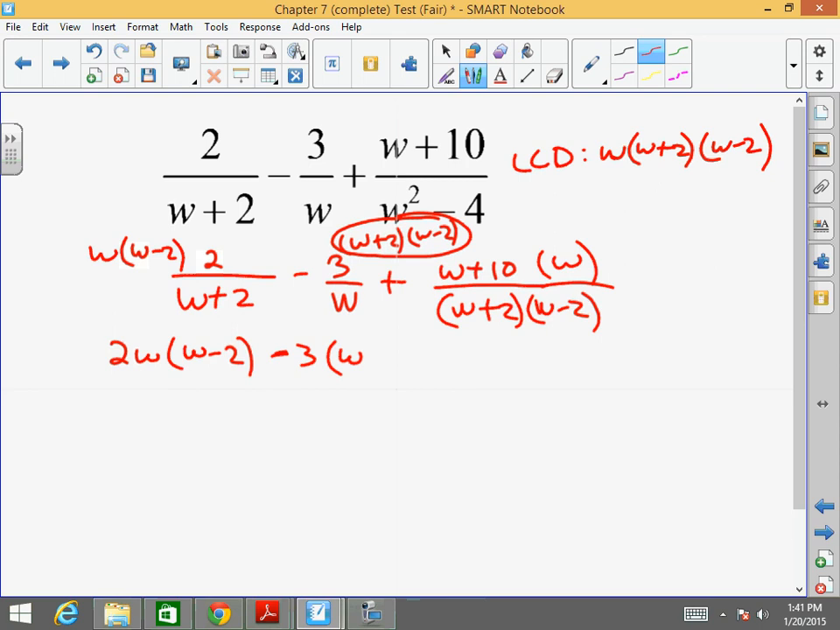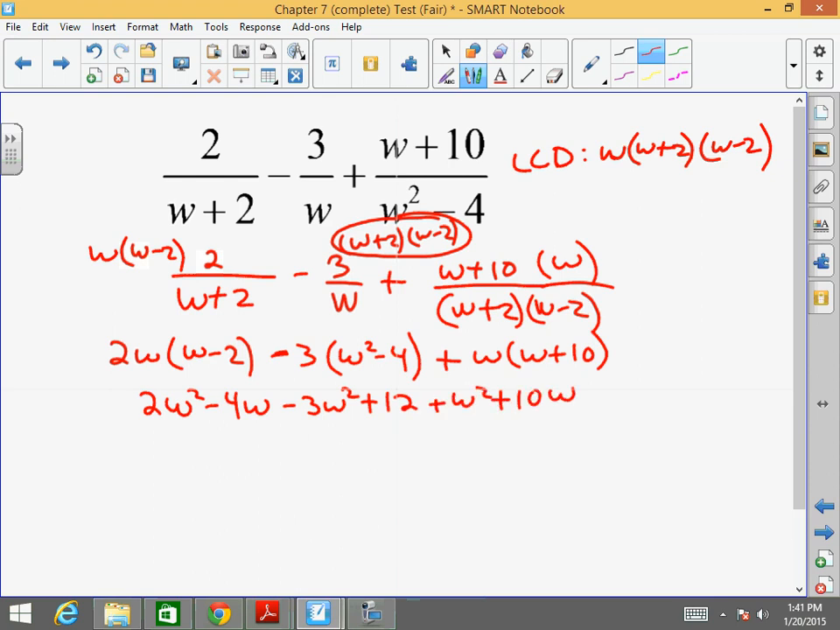Minus 3 times w plus 2, w minus 2. Hopefully by now you know it's a difference of squares, so that should have easily been calculated. And then this one is easy to calculate as well, but we'll just go step by step. So this is 2w squared minus 4w minus 3w squared plus 12 plus w squared plus 10w.